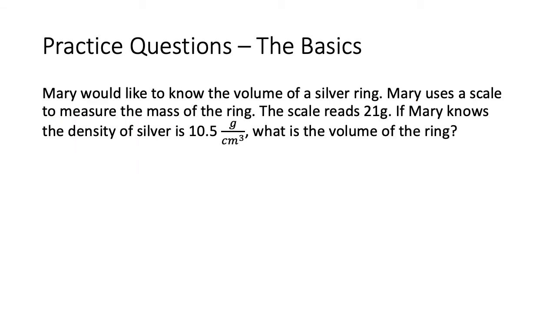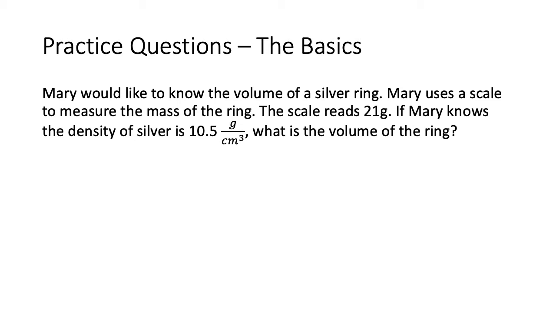Okay, so now we're going to move on to another practice question. This is still a basic question, but it has a lot more writing in it, so we're going to have to read it properly to make sure we get out all of the knowns and unknowns. So let's first read the question. Mary would like to know the volume of a silver ring. Mary uses a scale to measure the mass of the ring. The scale reads 21 grams. If Mary knows the density of silver is 10.5 grams per cubic centimetre, what is the volume of the ring? If you would like to work this out, please pause the video, and when you come back, I will show you the solution.